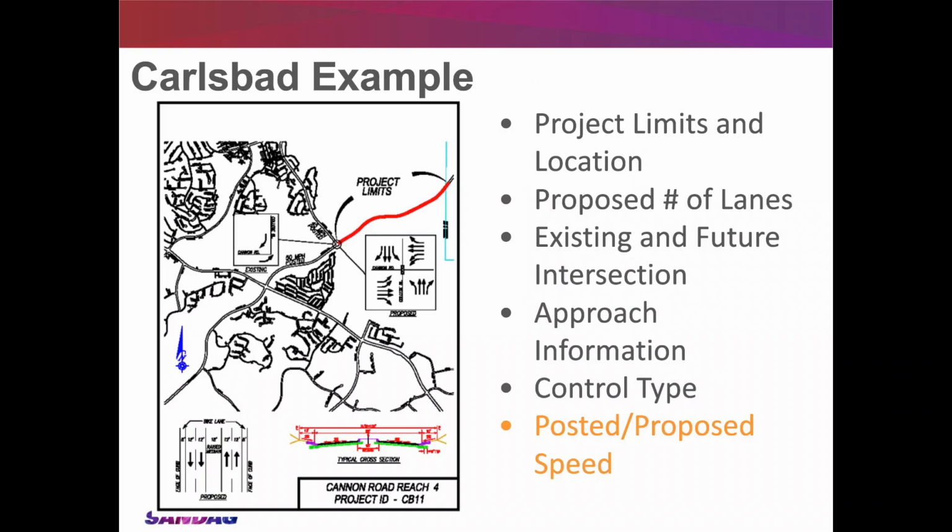And this is a good diagram because it has clearly labeled the project limits and locations, the proposed number of lanes and the existing number of lanes, the existing and future configuration of the intersection, the approach information to the intersection, any changes in the control type, and also a label point for the posted speed. Now, posted speed is not necessarily required, but very, very useful information.